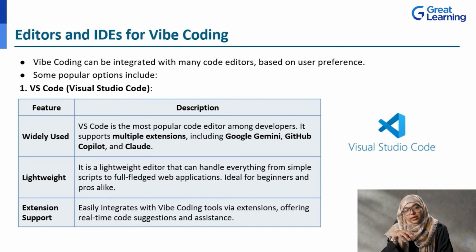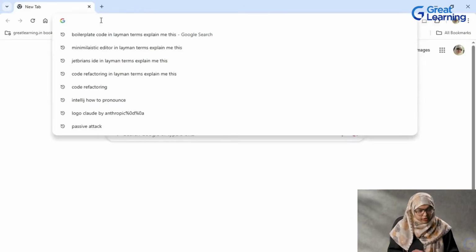Visual Studio Code is a widely used editor. It's the choice for both beginners and experienced programmers who often work with VS Code. VS Code is the most popular code editor among developers. It supports multiple extensions. Integrating AI with VS Code is actually very easy. So I'll just show you how to install VS Code.